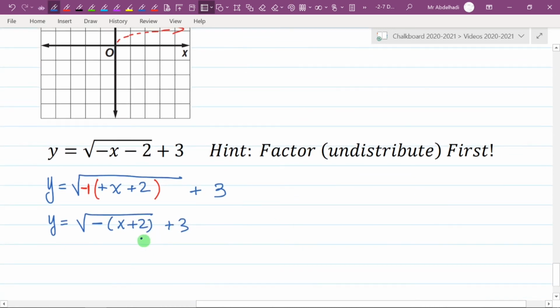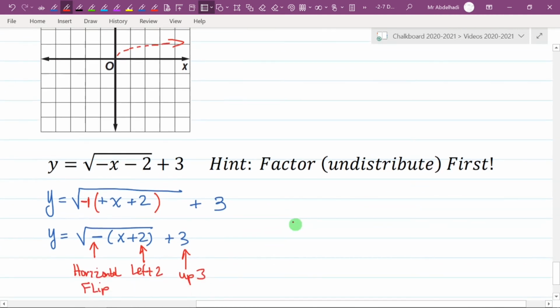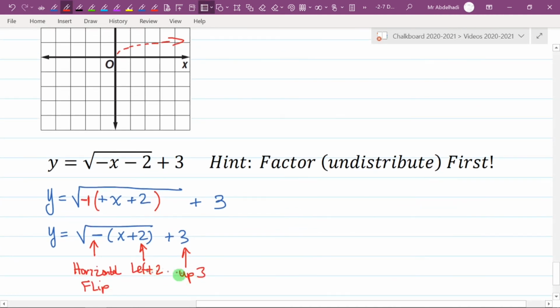So if you think about it, now you can see that this is up 3, which it always was, but this is not to the right 2, it's to the left 2, because remember, horizontal shifts are always the opposite. And this is a horizontal flip. So that means, and we'll check our work on Desmos in a second, that we're going to do two things. We're going to shift first, and then we'll flip. So first we need to go up 3 and to the left 2.